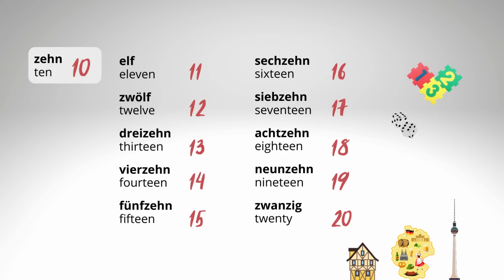As we've learned in our last lesson, 10 in German means 10. And after that, we now had 11, 12, 13, 14, 15, 16, 17, 18, 19, and 20.